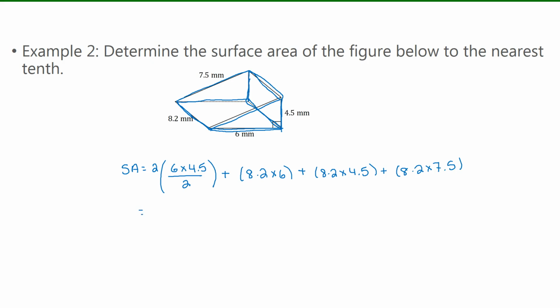Now putting this into my calculator, I get 27. Then I get 49.2 and 36.9 and then 61.5 for a total of 174.6 millimeters squared.